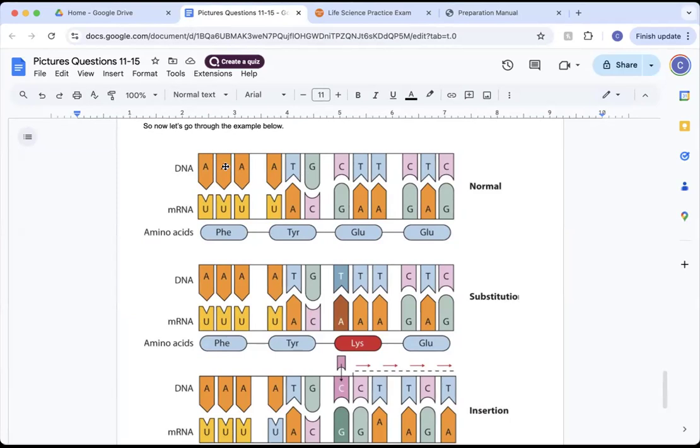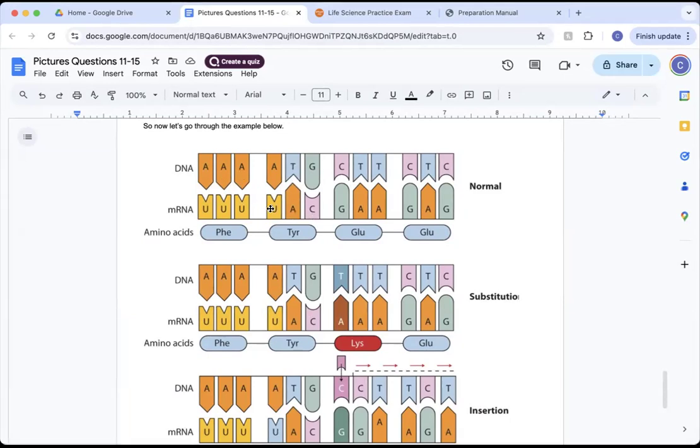Now you'll notice we have T's in our DNA. There are no T's in RNA. So if we have a T on the DNA, that's going to go to an A here on the mRNA. And again, these letters are different nucleic acids: adenine, guanine, thymine, cytosine, and uracil.